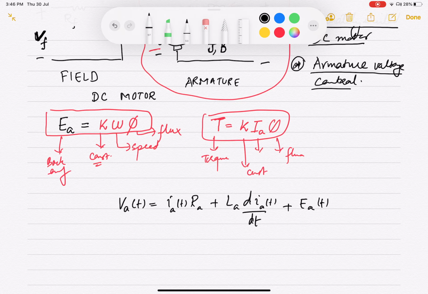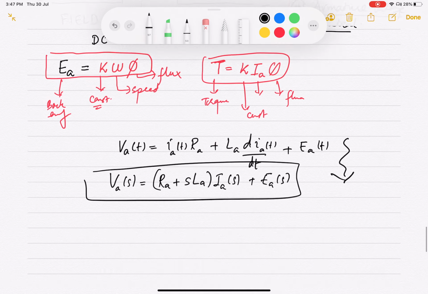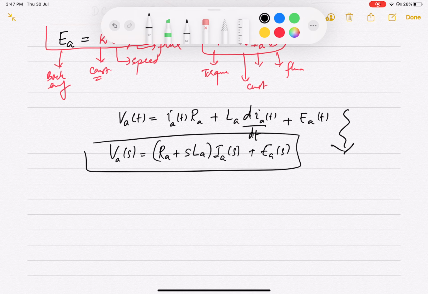And we can take the S domain. In S domain, if we take the Laplace transformation of this equation, we'll get Va(s) is equal to (Ra plus sLa) Ia(s) plus Ea(s). So this is one equation that we need to use, and the other equation is from the mechanical modeling of the motor, which is very simple.